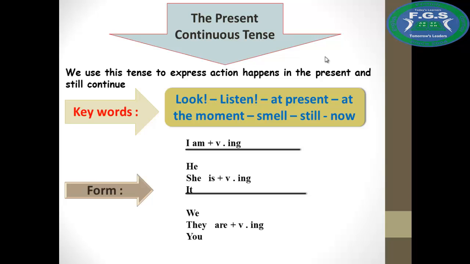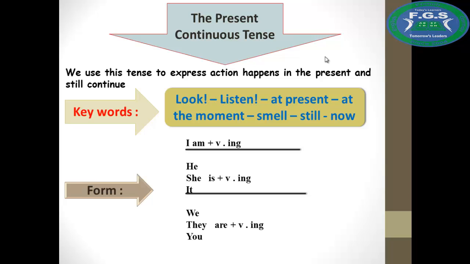Okay. The third tense, which is the present continuous tense. We use this tense to express an action that happens in the present and still continues. For the keywords of this tense we have look, listen, at present, at the moment, smell, still, and now.